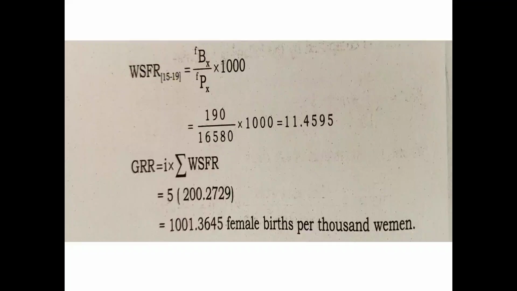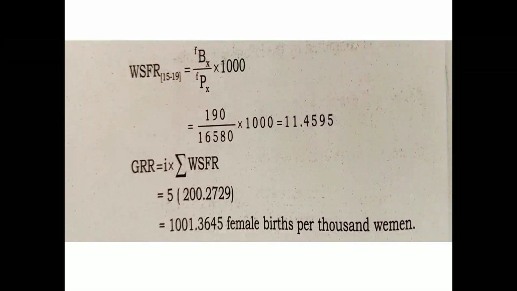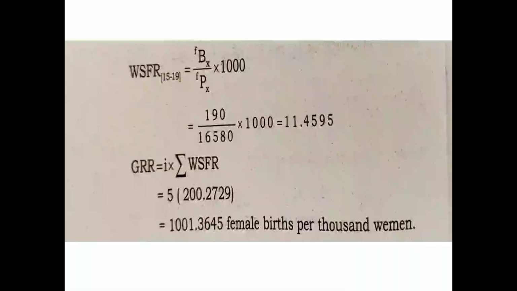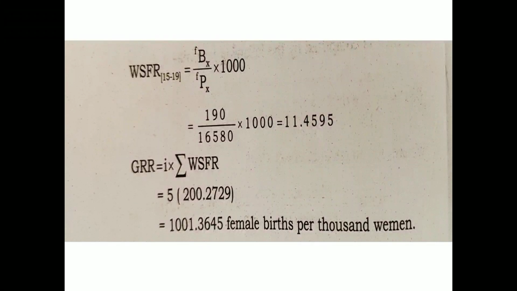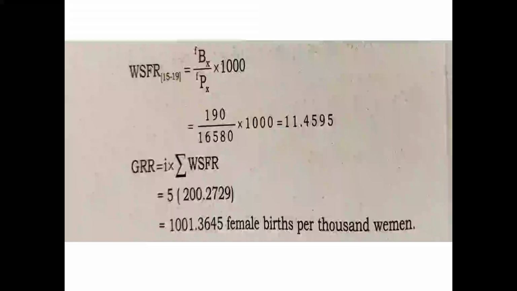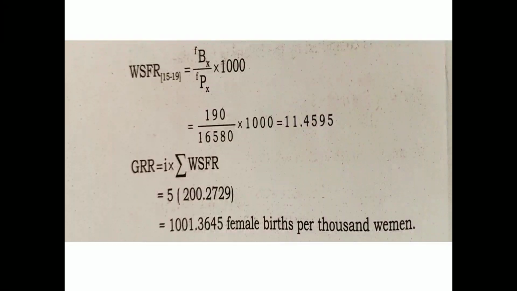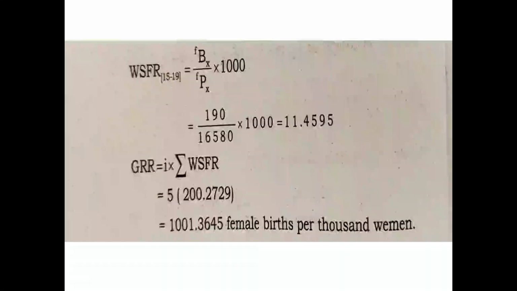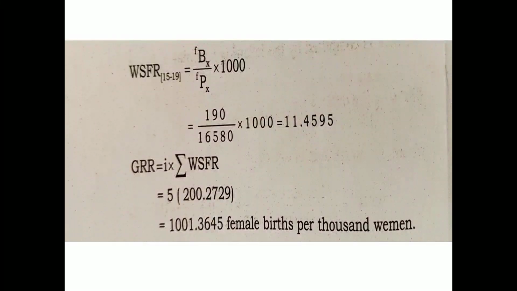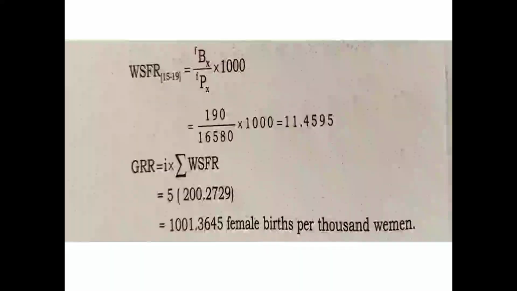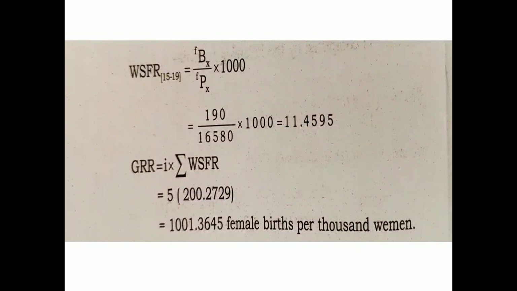Next you calculate the formula for WSFR, it is given. It is not necessary, you have done already. So directly you can calculate GRR. GRR is equal to I into sigma WSFR, which is equal to 5 into 200.2729, which is equal to 1001.3645 female births per 1000 women. You need to conclude it. So the female population is increasing.